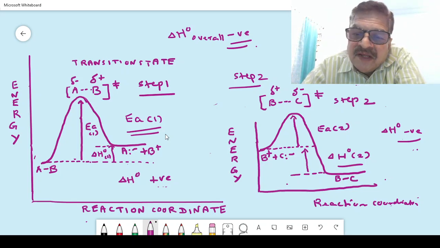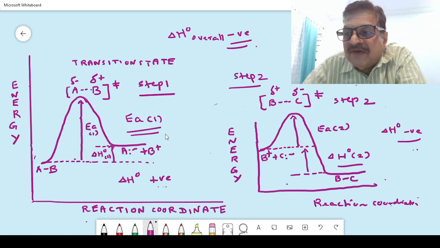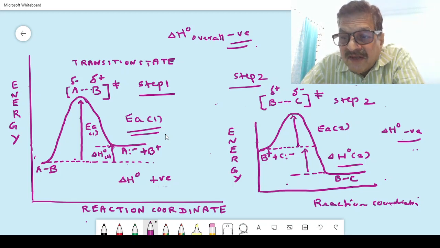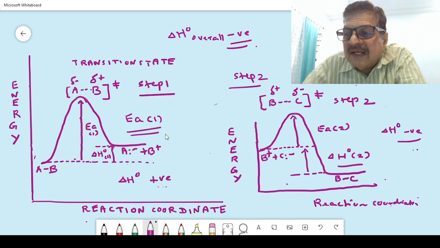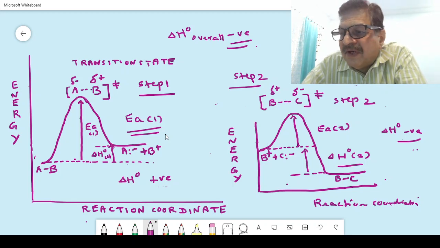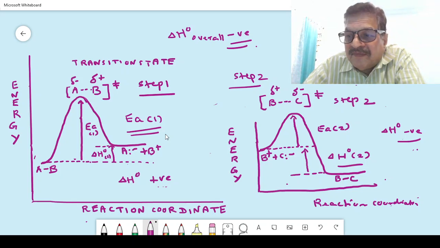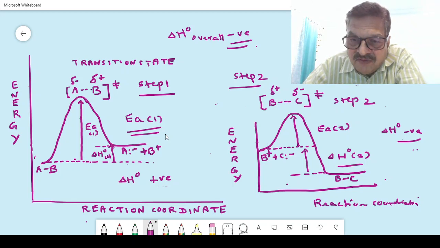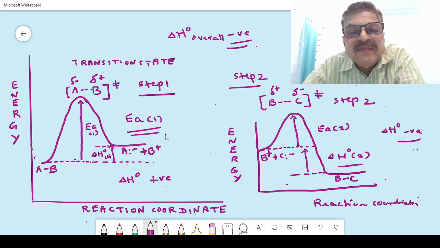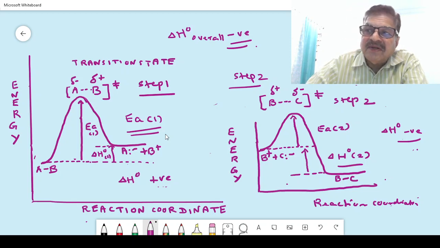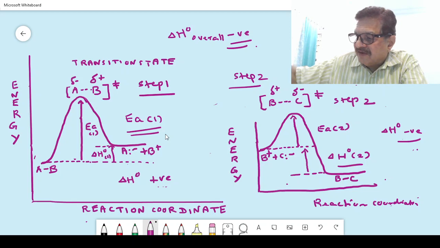Because bond cleavage requires more energy than bond formation, and bond formation means energy is released, a high transition state for step 1 makes it the slower step of the mechanism. The slower step of the mechanism is the rate determining step. So step 1 is the slower step, that is the rate determining step in the reaction.